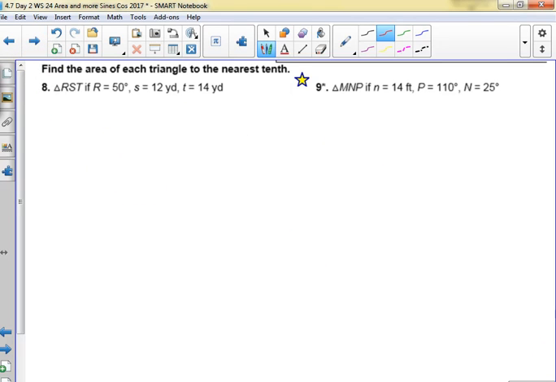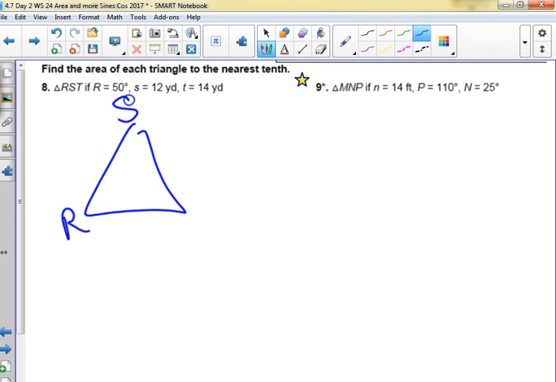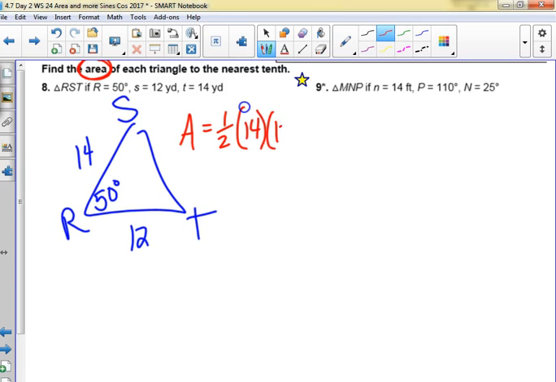Let's talk number 8 real fast. If I draw this triangle, I have RST, side S is 12, side T is 14, and angle R is 50 degrees. The most common mistake on this question, I'll tell you right now, is that people don't read the directions, because they find other stuff. This wants the what? Area. So it's going to be 1/2 of 14 times 12 times the sine of 50 degrees.